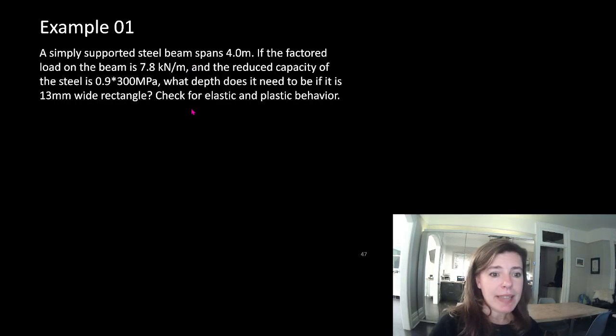Okay, let's do some examples. So this question says, a simply supported steel beam spans 4 meters. If the factored load on the beam is 7.8 kilonewtons per meter, and the reduced capacity of the steel is 0.9 times 300 MPa, what depth does it need to be if it is 13 millimeters wide and a rectangle? Check for elastic and plastic behavior.